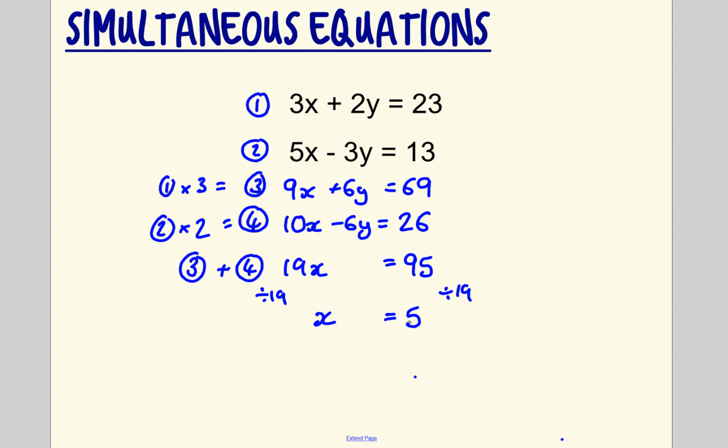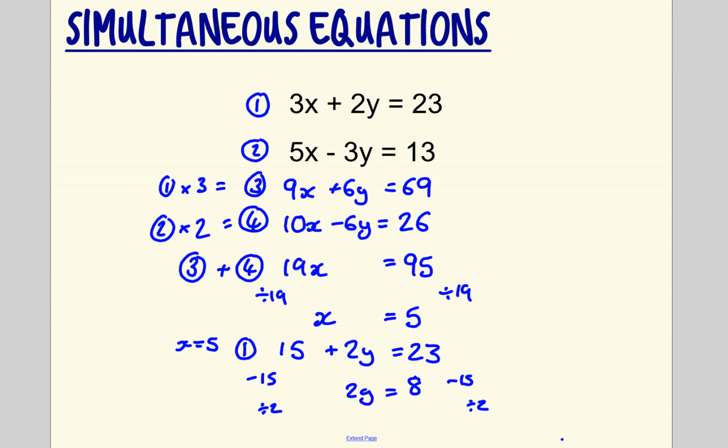Once you've worked out one value like that, we can then substitute it back into one of the original equations to work out the other value. I'm going to use equation 1. But I'm rewriting equation 1 knowing that x is 5. So instead of 3x, that's going to be 15 plus 2y equals 23. And then I'm going to solve that equation. I can take away the 15 from both sides. And then I can divide by 2. And there's my answers. X is 5, y is 4.